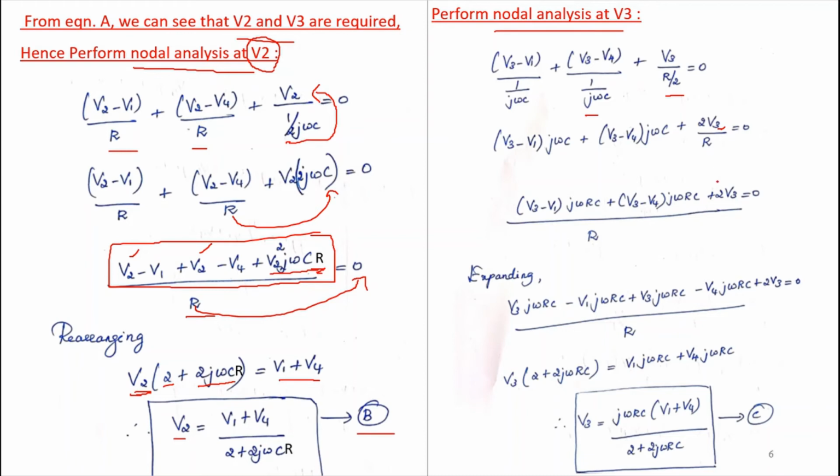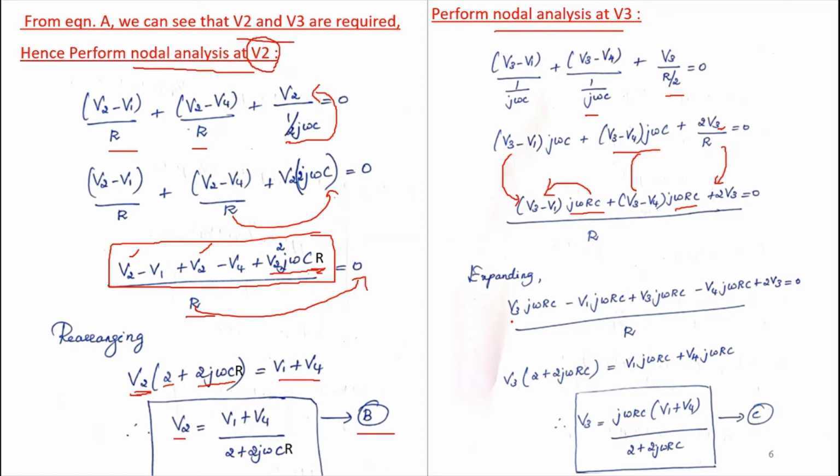We take the common LCM, that is the next step. So if I take the common LCM, I can write this value as V3 minus V1 into j omega RC. And this term will now become V3 minus V4 into j omega RC plus 2V3. Now you just expand the equation, meaning that you just multiply all these terms inside. So if you multiply the terms inside, you will have an expanded equation like this.